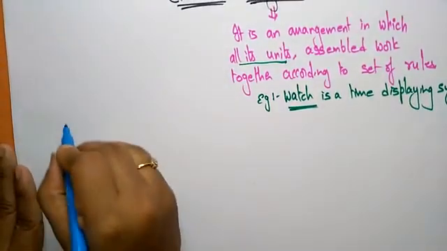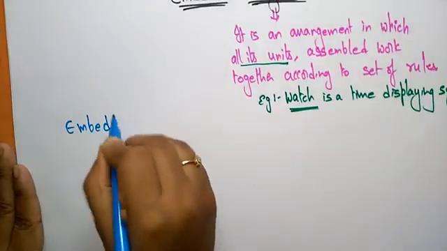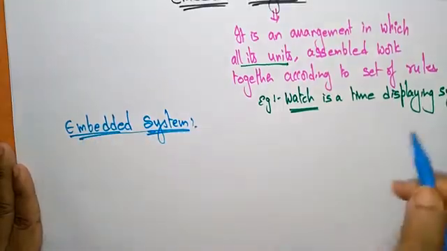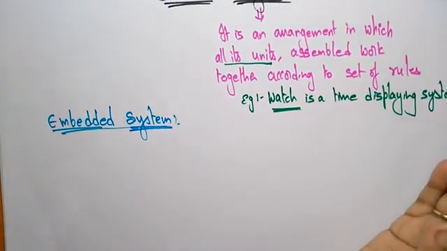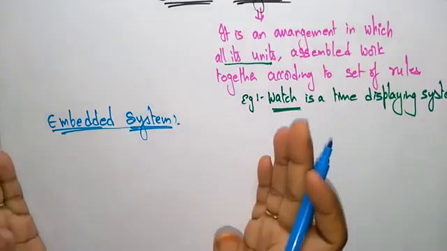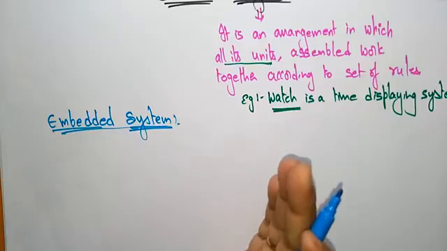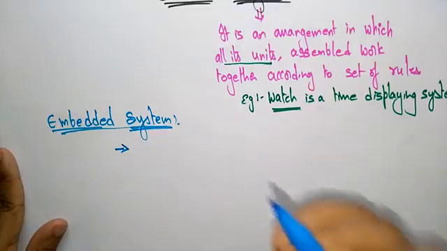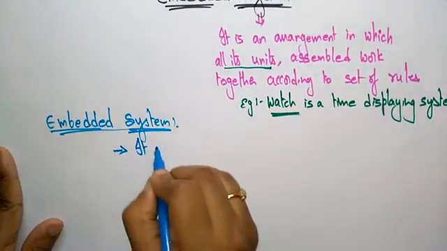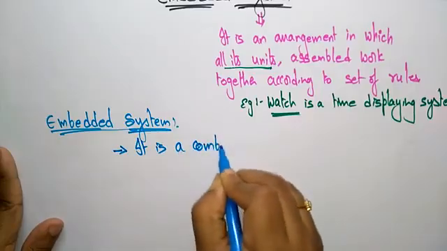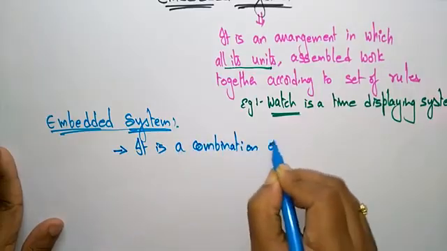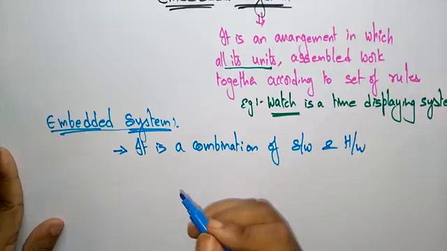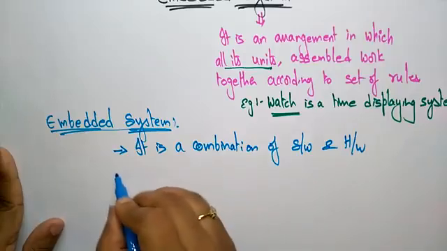So what is this embedded system? Embedded means it is also a combining, a system with some set of rules. Here the embedded system consists of three main constraints. That is, an embedded system is a combination of software and hardware. And this embedded system is designed to perform a particular task.